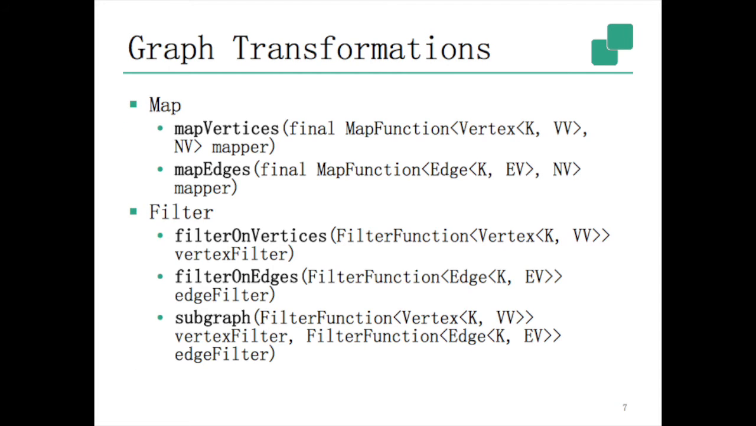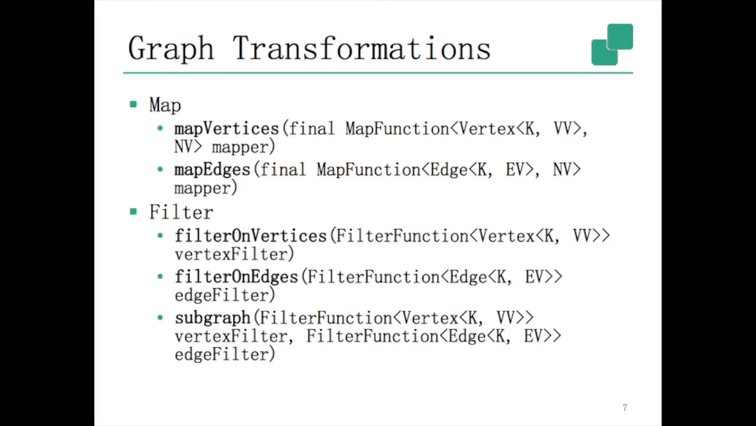Also, we can transform the graph similarly to what Flink does in its dataset, but for graphs. We do map functions. We have two map functions, map vertices and map edges, respectively. And what these do is that they receive a map function as a parameter, and they apply it to the vertices in the graph and to the edges.